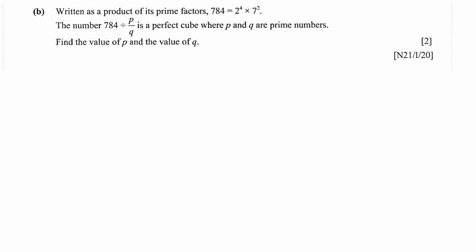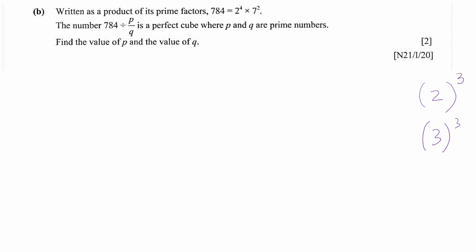Here in this case, we're given the prime factors for 784 to be 2 to the power of 4 times 7 to the power of 2, and we're going to divide this number by P over Q, such that ultimately my final answer has to be a perfect cube. So what is a perfect cube? A perfect cube is a number that can be expressed as something to the power of 3, right? So it could be 2 cubed, that is a perfect cube, or 3 cubed, that's a perfect cube.